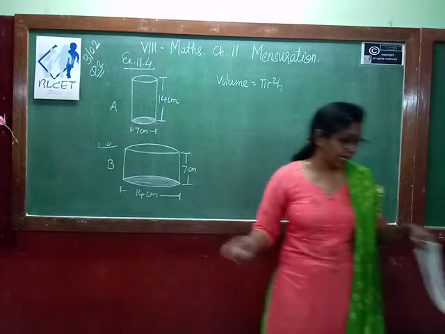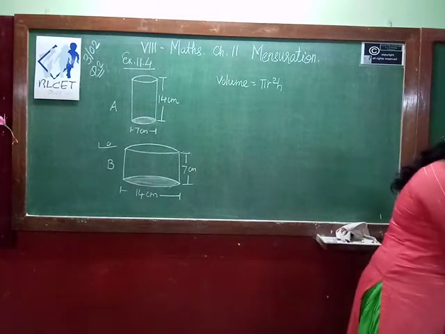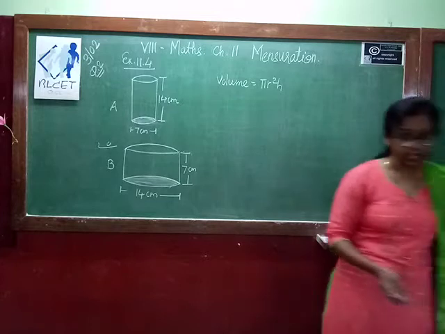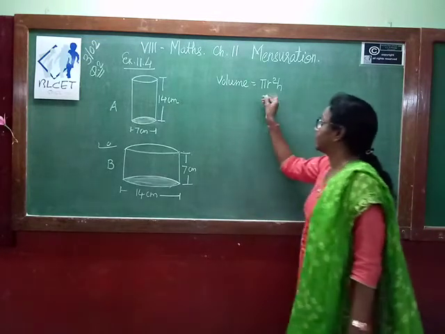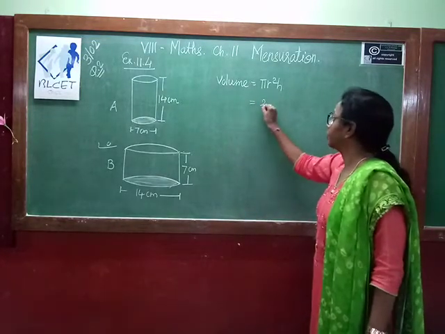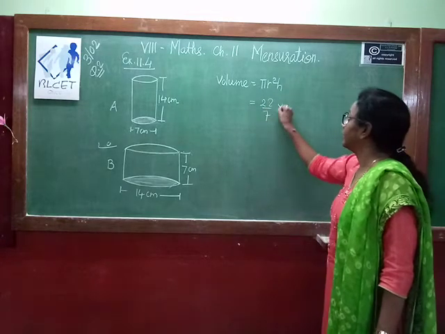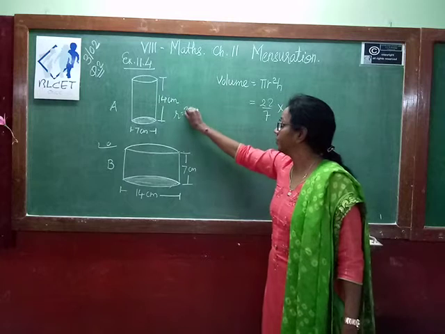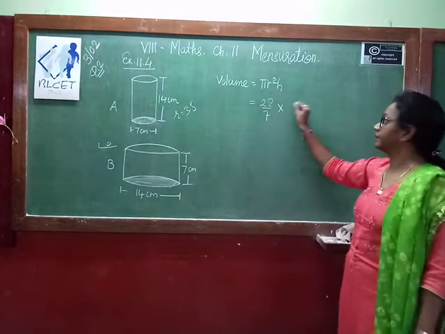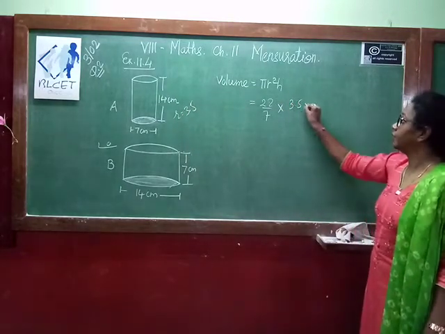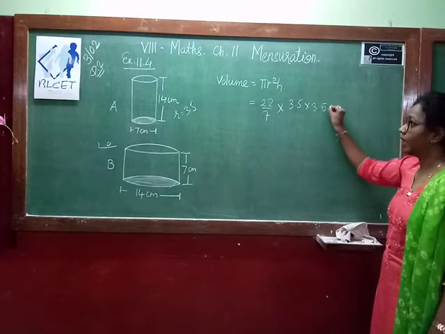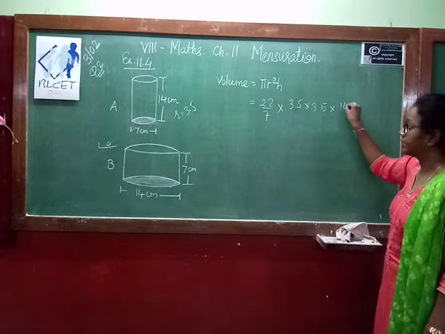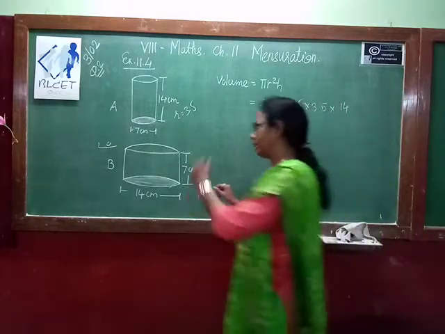Now we find the answer with the calculation. We will find the volume of each cylinder. We know the formula pi r square h. Substitute the value 22/7 r square. Here your diameter is 7, so radius is equal to 3.5. So 3.5 into 3.5 into height, which is 14 centimeter. Do the calculation, you will get the answer.